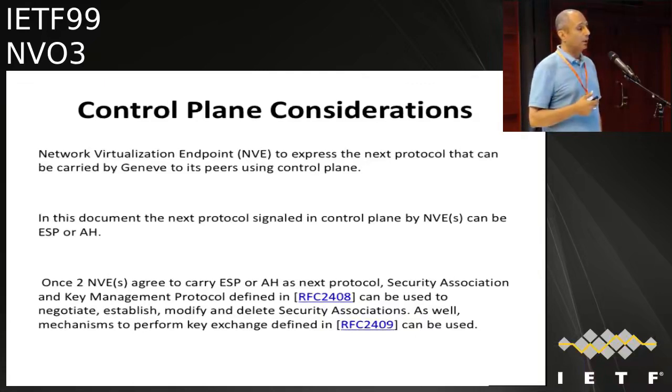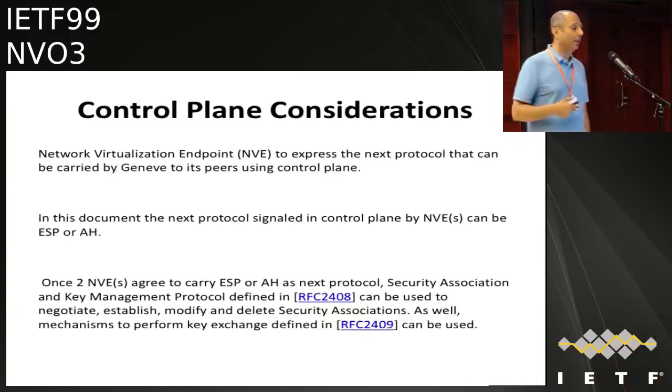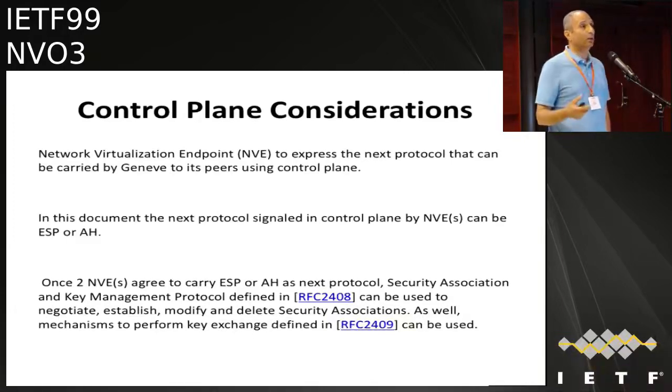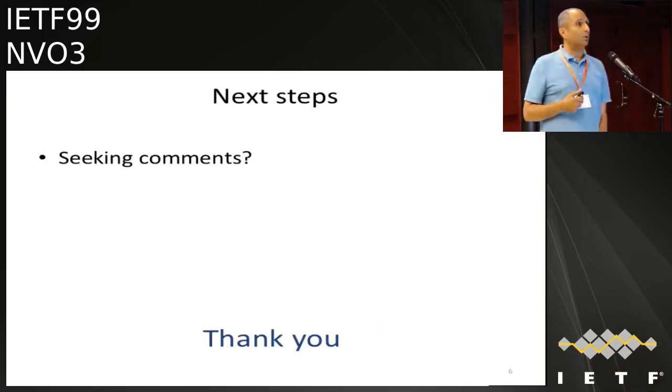Once the two NVEs agree that they have to carry ESP or AH as next protocol, then this could be a trigger for negotiating the security association, right? And establishing the SA. Same thing, mechanisms defined in IPsec can simply be used here as well to do the key exchange. So this is leveraging what exists in IPsec to establish a secure association and to negotiate the keys. And whatever can be carried over those secure associations, whether policy based or routed, meaning we can route some packets over that secure association, can simply be used too. So I think that's it. In terms of next steps, I would definitely like to get more comments from the list.